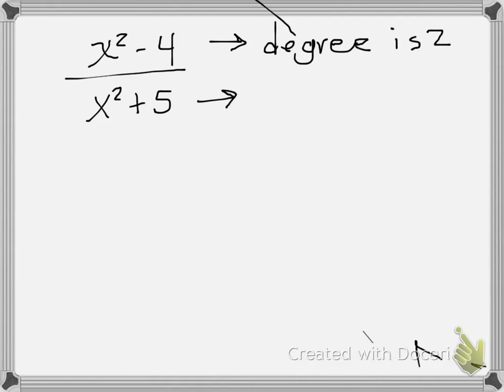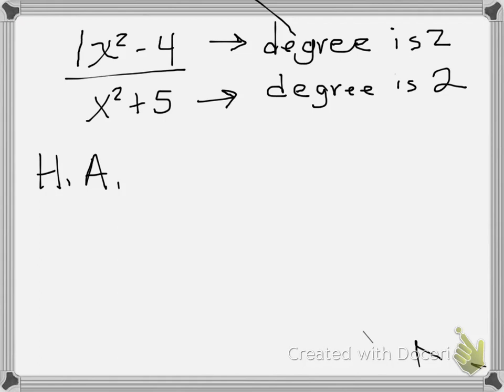And the degree of my denominator is also 2. So since the degree of my numerator is equal to the degree of my denominator, that means my horizontal asymptote is a ratio of the leading coefficients. Here I made this one pretty easy. The leading coefficient here is 1, and the leading coefficient here is 1. So that means that this horizontal asymptote will be y equals 1 divided by 1, which is just 1.